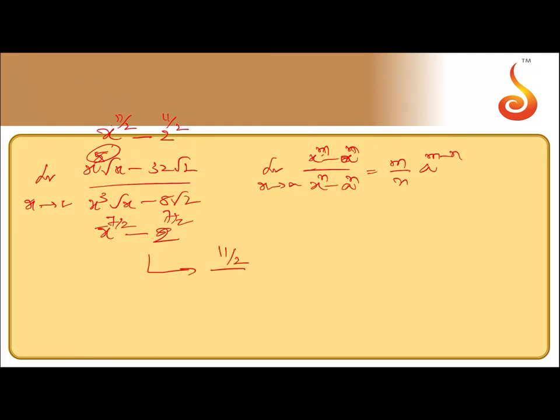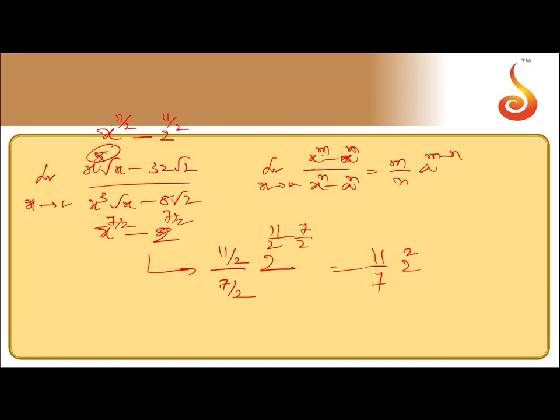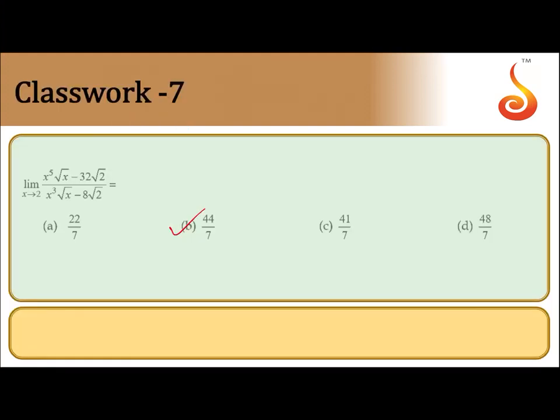So 11/2 divided by 7/2, multiplied by 2 to the power of (11/2 − 7/2). That equals 11/7 times 2 to the power of 4/2, which is 2 squared. That is 44/7, which is the answer. So therefore 44 by 7. Let's proceed to the next one.